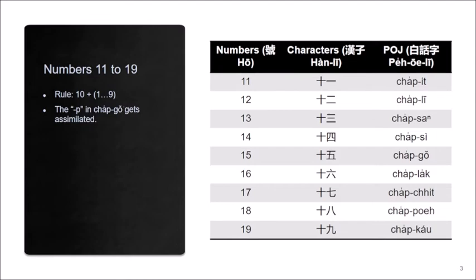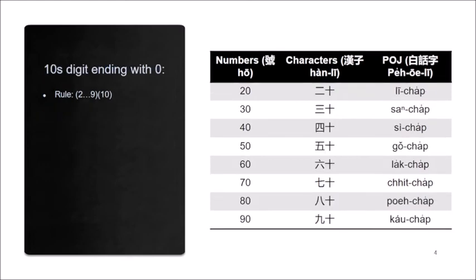So there. Next we have tens digits ending with zero. So the general rule here is we say numbers 2 to 9 and then say 10 afterwards. So d chop, sa chop, si chop, go chop.